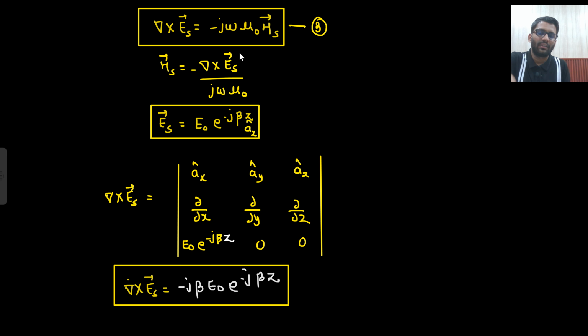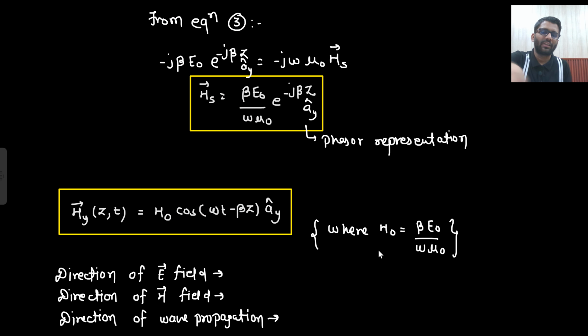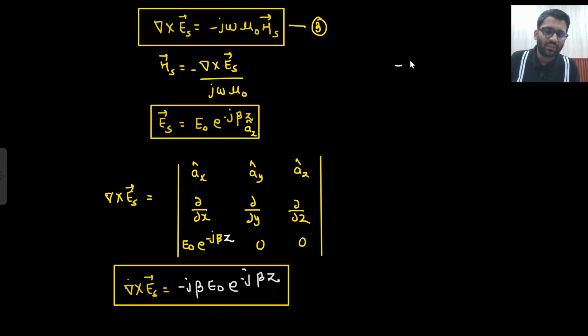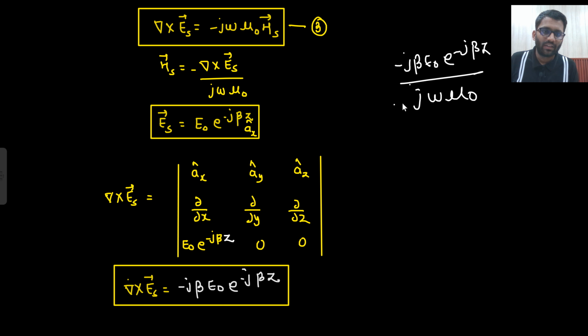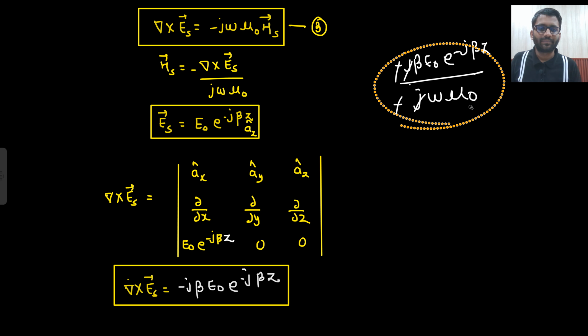So what is your Hs? Minus sign, again minus sign, del cross Es I am going to put, and then j omega mu naught. So basically I am just putting the expression. How are you getting this expression? Del cross Es value is minus j beta E naught e to the power minus j beta z, then j omega mu naught, and the minus sign is also there. So minus minus gets cancelled, j and j get cancelled. So beta E naught upon omega mu naught, e to the power minus j beta z.